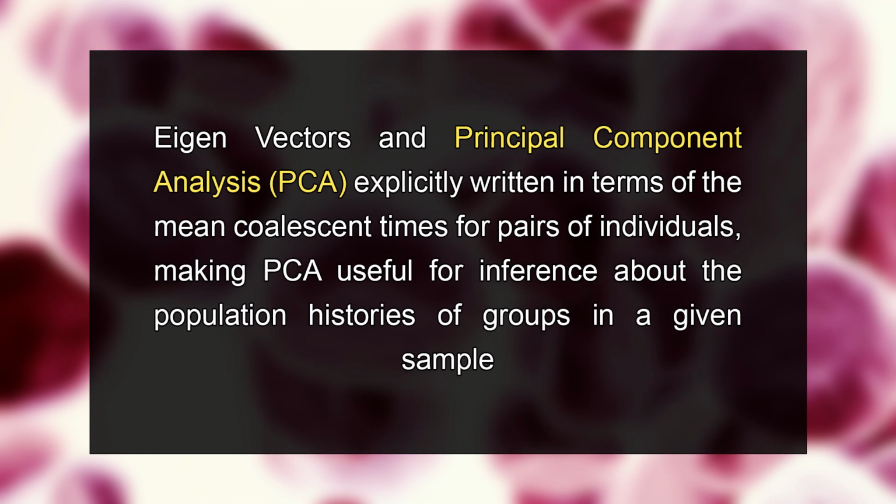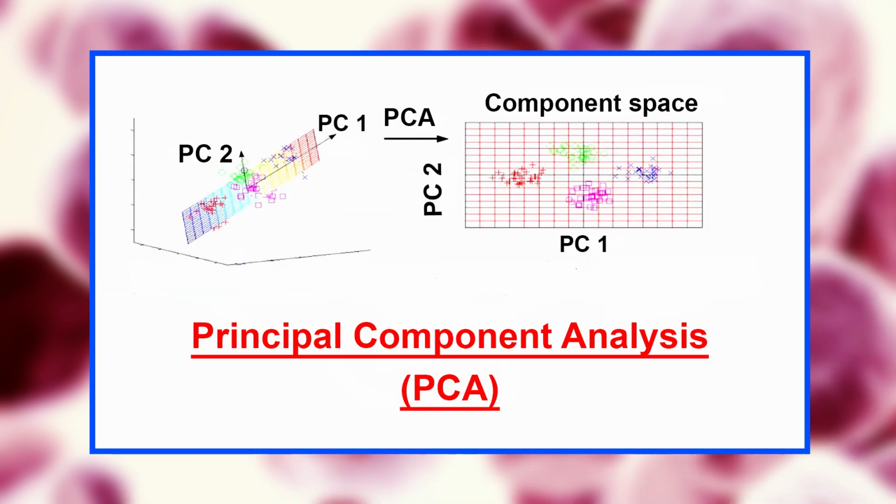The eigenvectors generated by principal component analysis can be explicitly written in terms of the mean coalescence times for pairs of individuals, making PCA useful for inference about the population histories of groups in a given sample. PCA cannot, however, distinguish between different processes that lead to the same mean coalescence times.